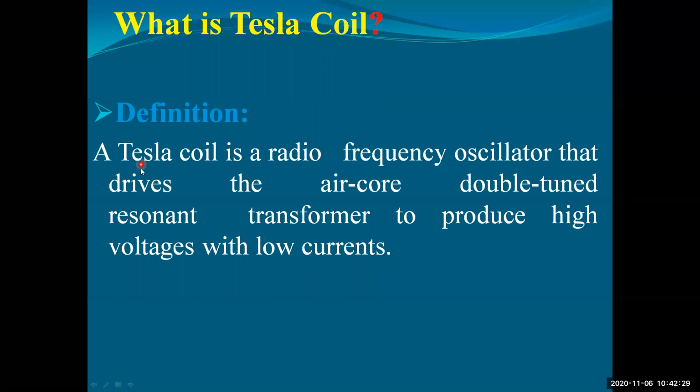Consider the definition. A Tesla coil is a radio frequency oscillator that drives an air core double-tuned resonant transformer to produce high voltages with low current. So several million volts can be generated by using the Tesla coil. Not only voltage, very high frequencies can also be generated. Very high frequency is called radio frequency.